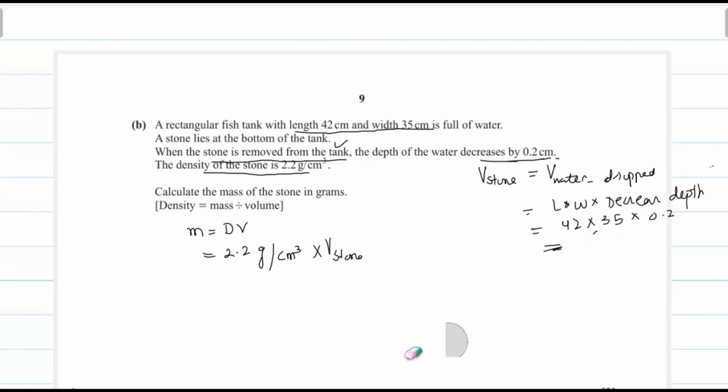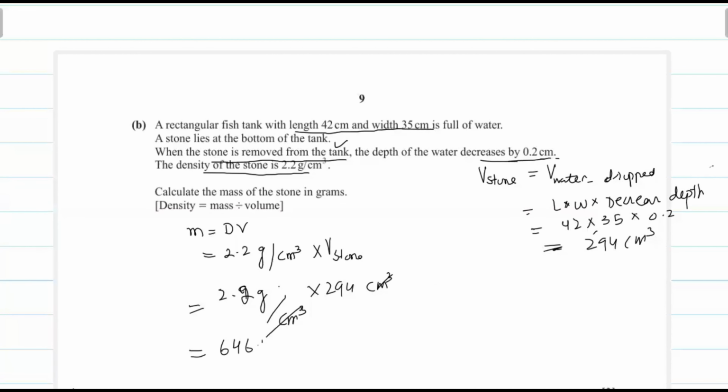294 cubic centimeter. Therefore, the volume of stone is 294 cubic centimeter. Multiply 2.2 gram per cubic centimeter. Cubic centimeter would be cancelled. And then we multiply 2.2 into 294. This will be equal to 646.8 gram. And this is the answer.